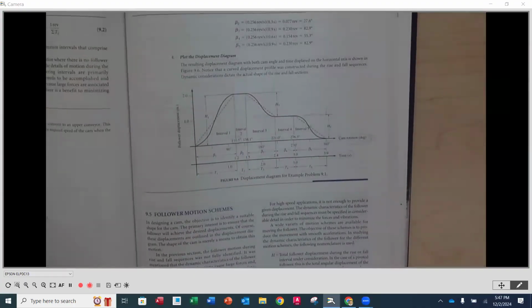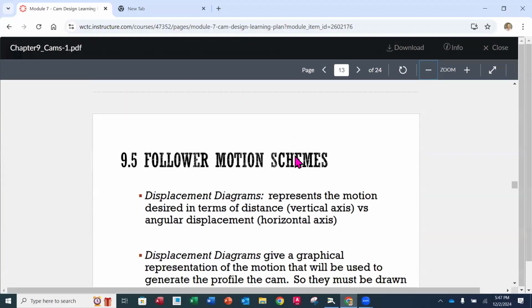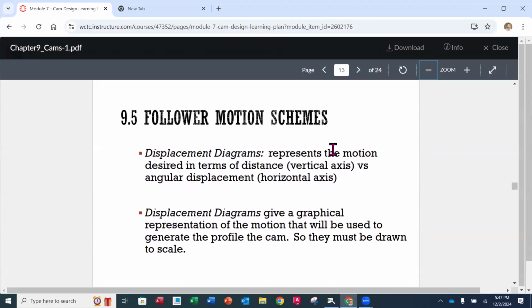Okay. So let's go back. That's example number 1. Let's go back to our PowerPoint presentation. Now we're going to start looking at individual follower motion schemes. Now, as we said, displacement diagram represents the motion desired in terms of distance on the vertical axis and the angular displacement along that horizontal axis. These displacement diagrams are going to give us the graphical representation of the motion that will be used to generate the profile of the cam.